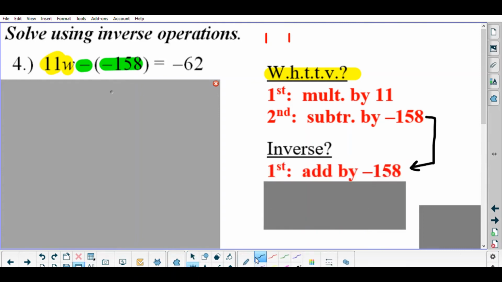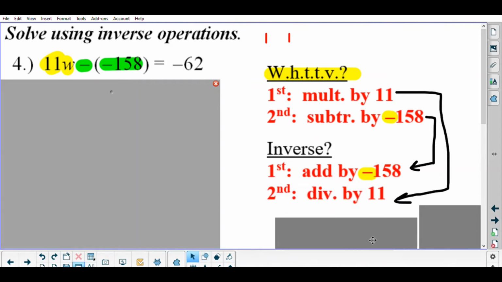Please, please, please, do not accidentally lose your negative sign. We are not inversing the number, we're inversing the operation. The inverse of subtraction is addition. And then, later in our work, we will eventually do the inverse of the first thing happening to the variable, which was multiplying by 11. And we will do the inverse of that later on, and that would be dividing by 11. Okay, let's start.